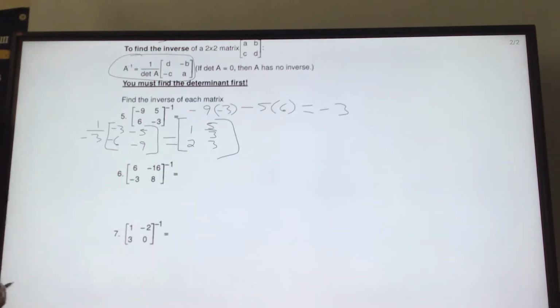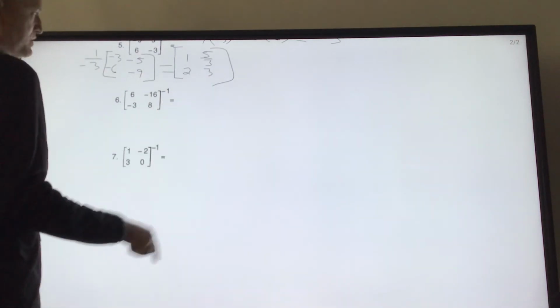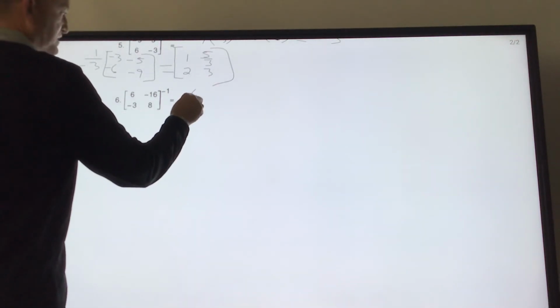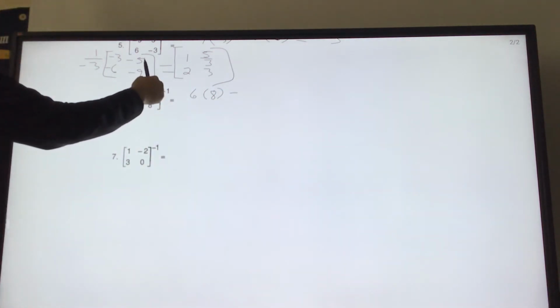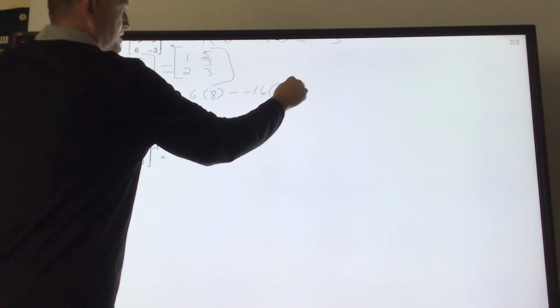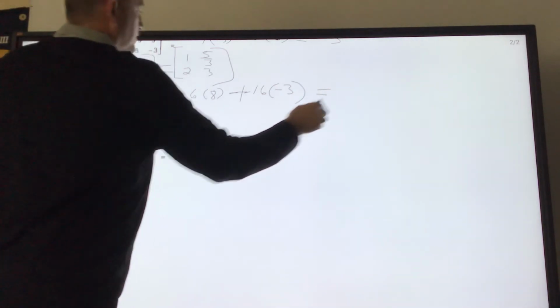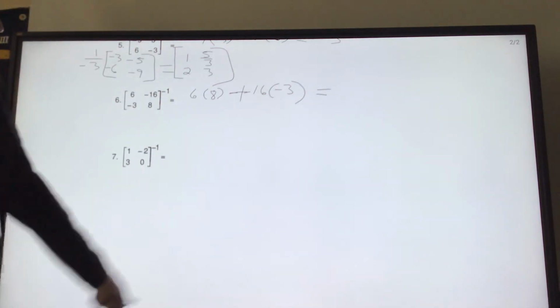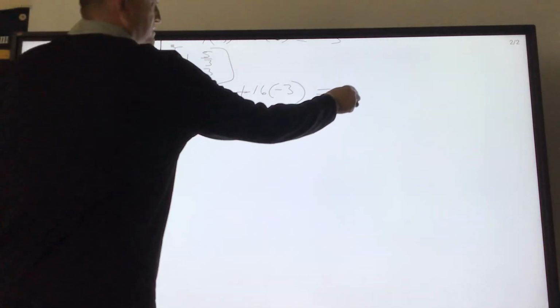Okay, looking at our second one, number 6. On number 6, we find our determinant first. So that's 6 times 8 minus these two guys here, top times the bottom, negative 16 times negative 3. A minus makes a plus. 6 times 8 is 48. 16 times negative 3 is negative 48. 48 minus 48 is 0.